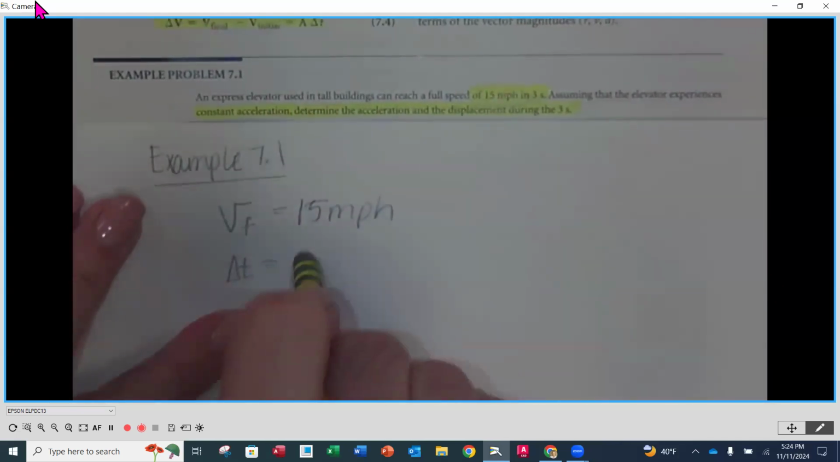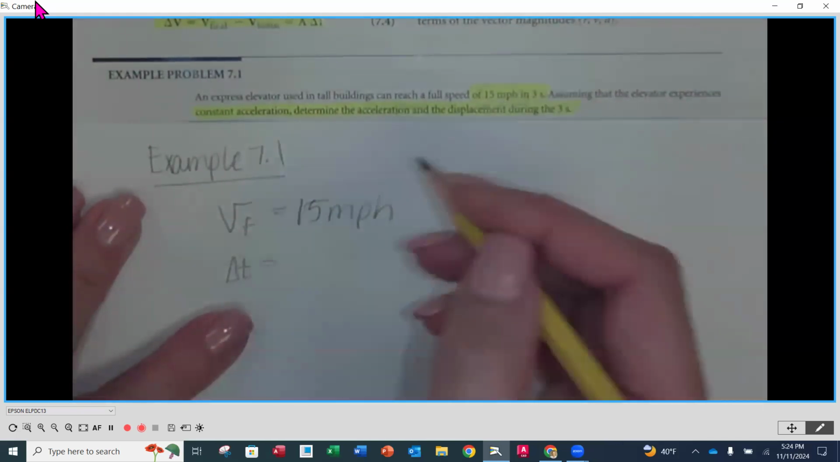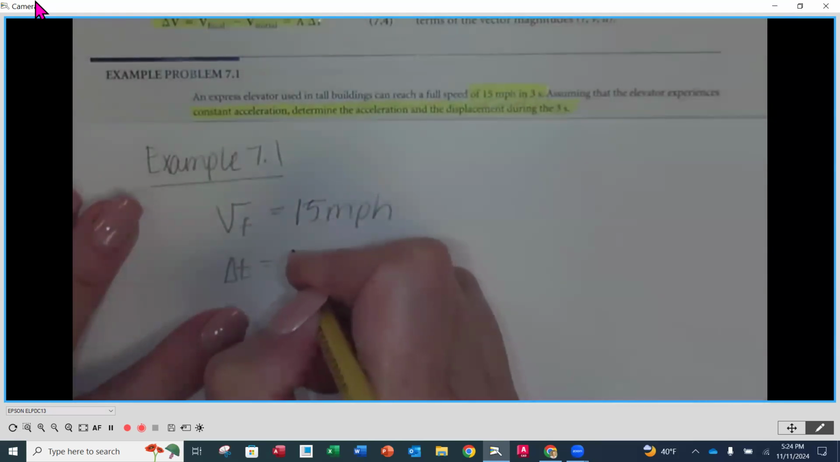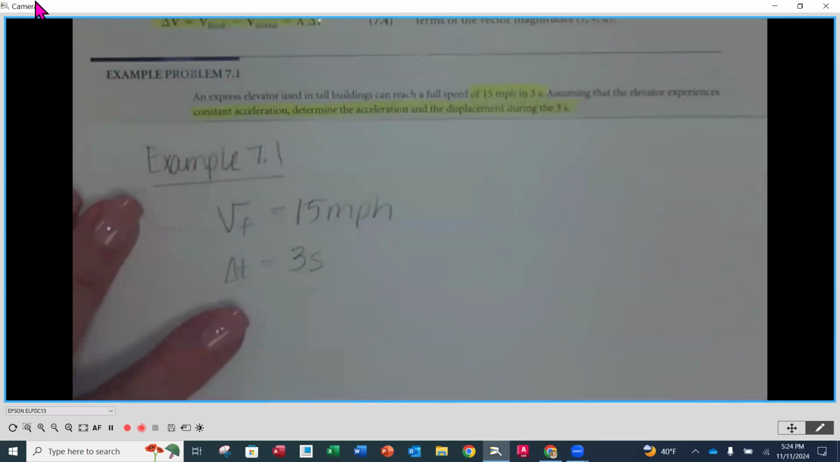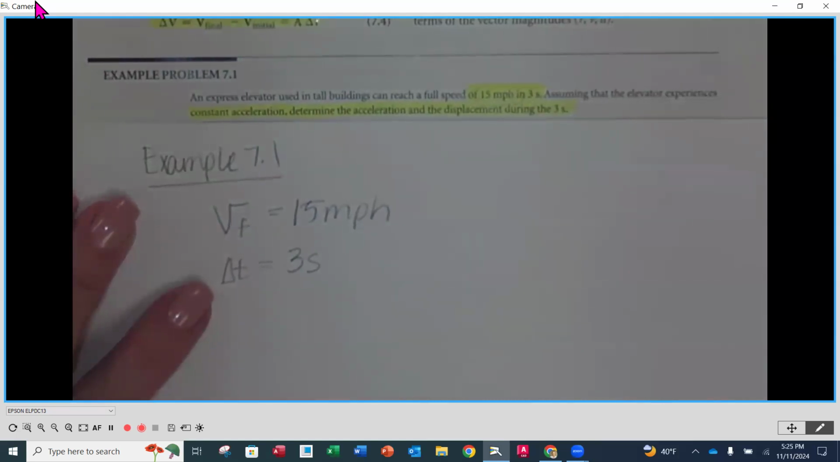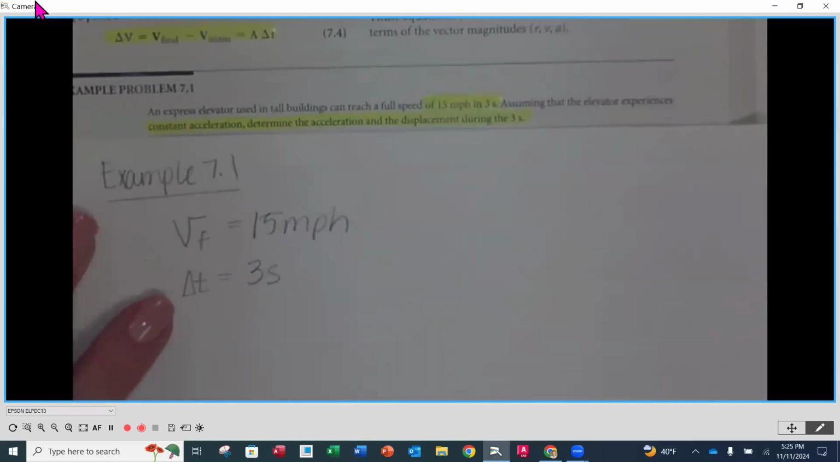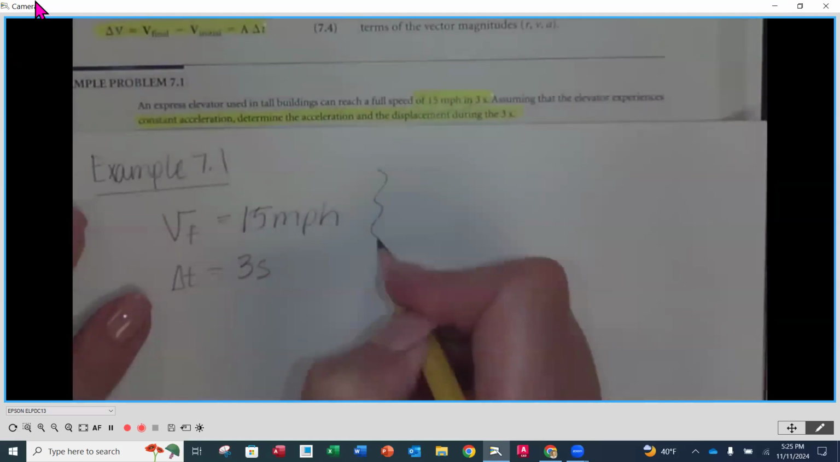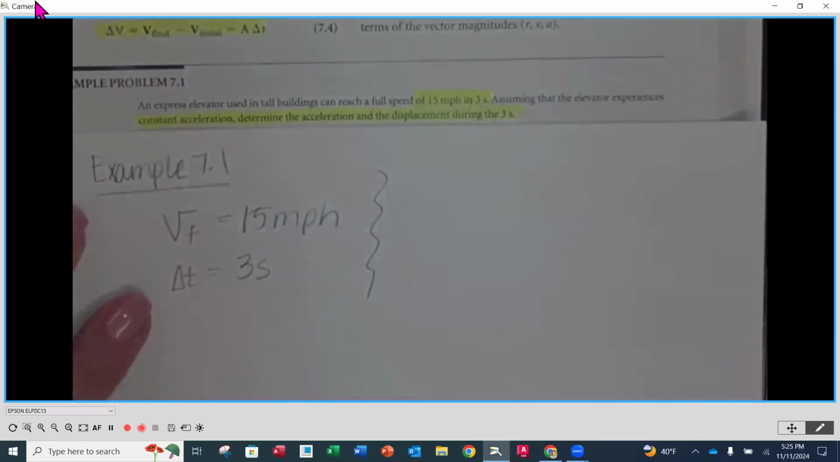Because we're speeding up to 15 miles per hour, and it takes us 3 seconds to do that, right? So that would be a change in time from our start to our finish. Okay. So those are the two variables that we have. What do we need to try to find in this problem? What are the things that are unknown to us, or the things that they want us to figure out?